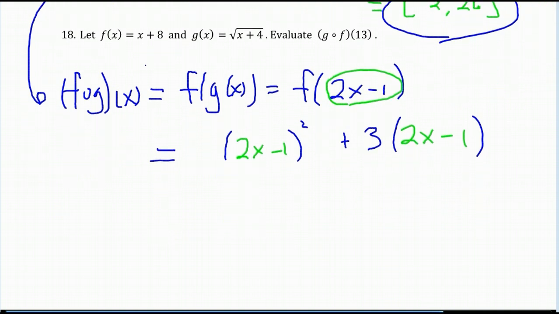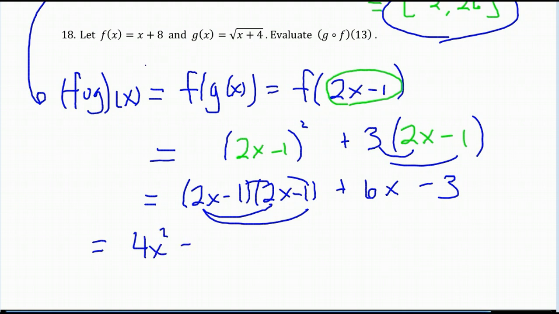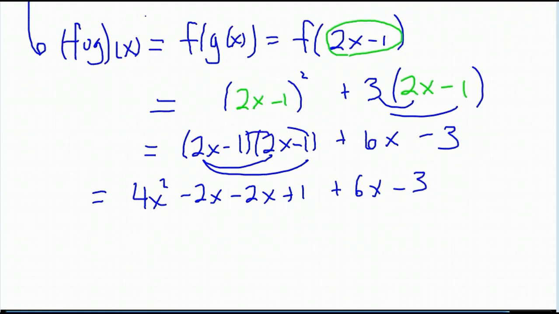So we're going to square out this binomial. So we're going to say it's 2x minus 1 times itself, 2x minus 1. We have to distribute each term to each term. And then we're going to multiply the 3 through the parentheses to get 6x minus 3. Now we're going to multiply this out. So we get 2x times everything in the second polynomial, the minus 1 times everything. So we get 4x squared minus 2x plus 1 plus 6x minus 3. And then simplify to give us 4x squared. We get negative 4x plus 6x, which is plus 2x, and then minus 2.